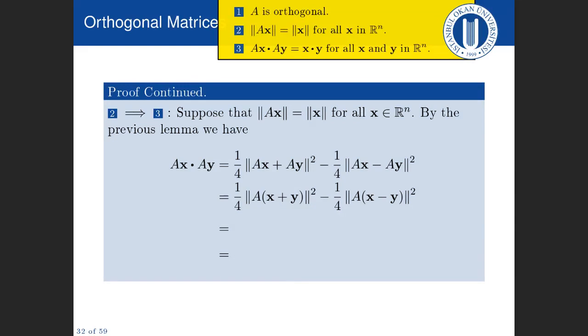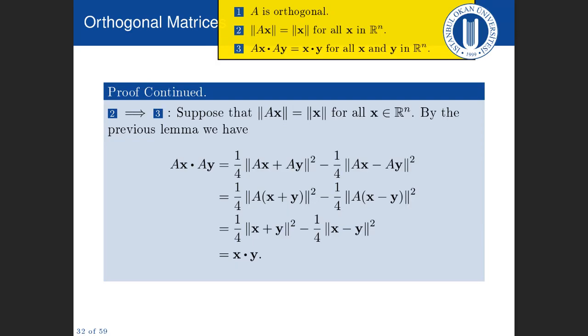But wait a minute, we're assuming that property 2 is true. We're assuming that the norm of A multiplied by any vector is just equal to the norm of that vector. And that's what I have here. I have norm of A multiplied by a vector, and then again, norm of A multiplied by a vector. By the assumption, we can just remove the A's to get a quarter norm of x plus y squared minus a quarter norm of x minus y squared. But that's just x dot y. This proves that if property 2 is true, then property 3 is also true.